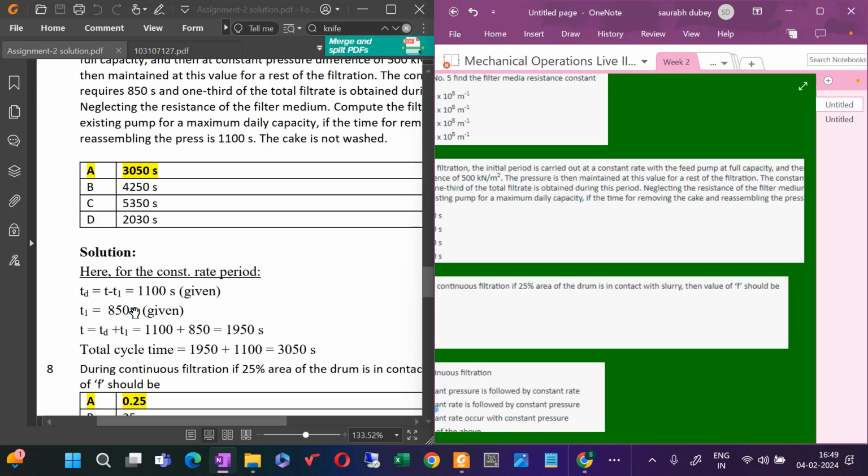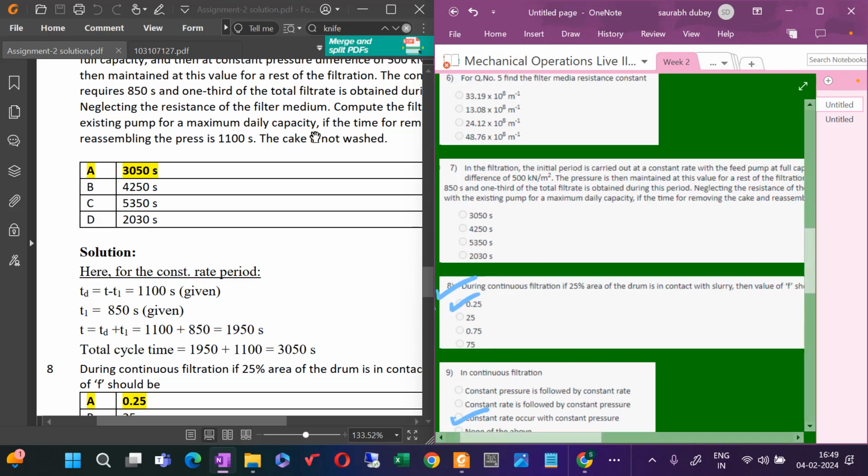Like if you calculate td plus t1 as the same as the filtration time plus the time required for the rest of the things, that is 1100 is for the rest of the things, and for the filtration which is 1950. So 1950 seconds is for the filtration, but for the total cycle time, the washing time plus filtered time becomes the time in which the filtration is not happening. So that needs to be added in order to get 3050. So 3050 is the correct answer here.